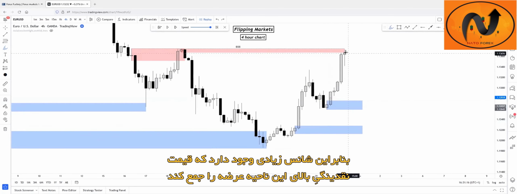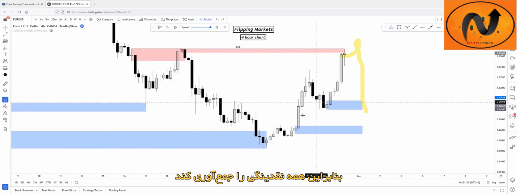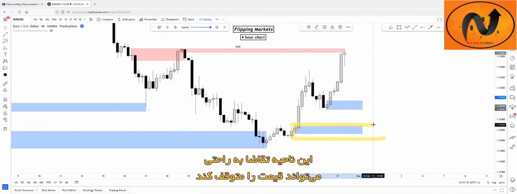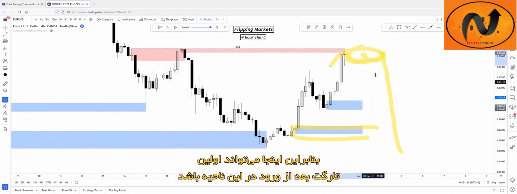So price has a great chance to sweep the liquidity from above this supply zone. After the reversal, sweep the liquidity from below this demand zone. So sweep all of the liquidity. And what could hold the price after the downside liquidity sweep? This demand zone could easily hold the price, right? So this could be your first target after the entry in this region.